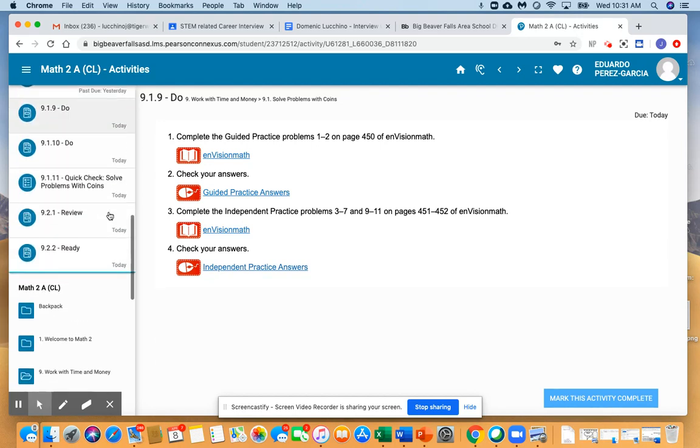Okay, make sure you mark your activity complete. Oh, and boys and girls, if something is not popping up and is taking too long, you can come up here to this half circle arrow, and that's the reload button. And then if you do that, it should work.